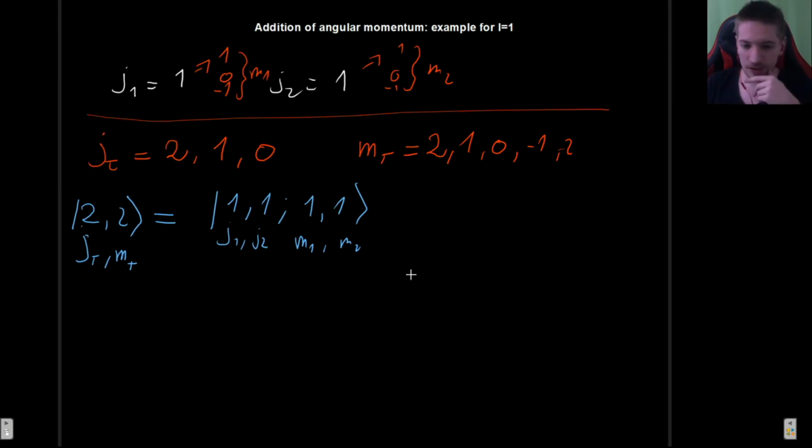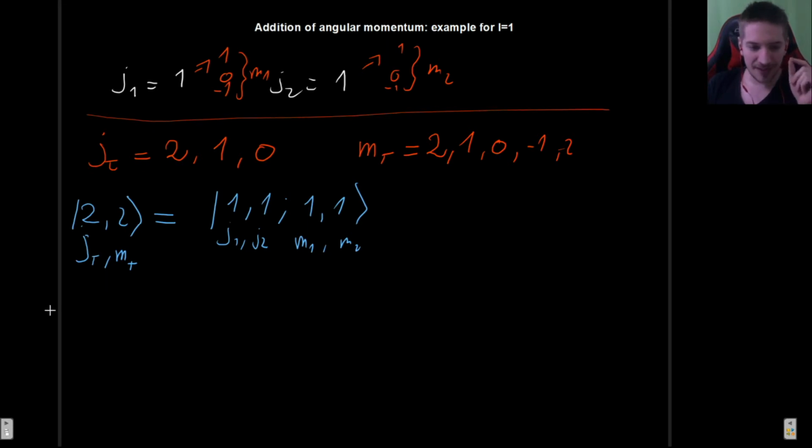Okay, so this is the only combination. So the coefficient that goes with this has to be 1. Because it has to be normalized, so it has to be 1. There's no other possibility. And that's why we start at either the top or the bottom. You could start from 2, minus 2, because there's only one possibility there as well. However, I like to go from the top and then just go down. I think it's a bit more intuitive, but as I said, it doesn't really matter there.